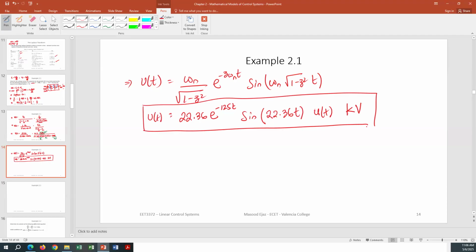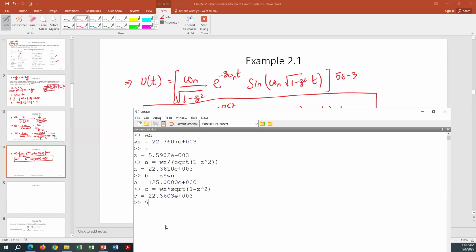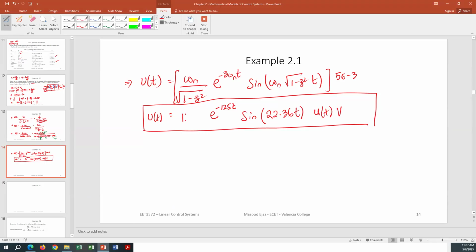Oh yes, we do. Sorry, I forgot that. You're right. So we're going to multiply the whole thing by that 5 exponent negative 3. When we do that, kilo will be cancelled out by 5 exponent negative 3, and we're going to multiply 5 times 22.36. So 5 times 22.36 is 111.8. So that's going to be 111.8, and that will be the final result.